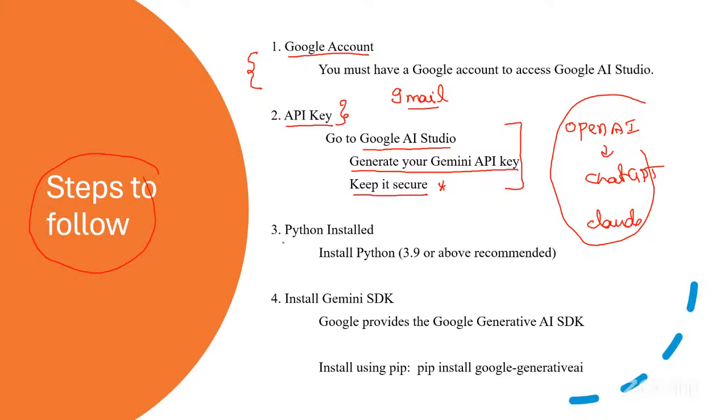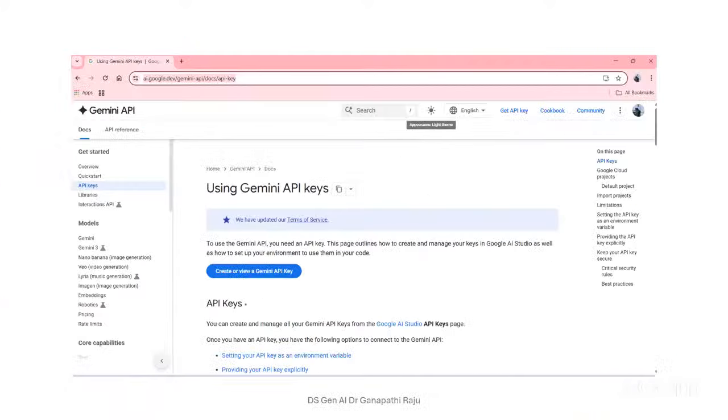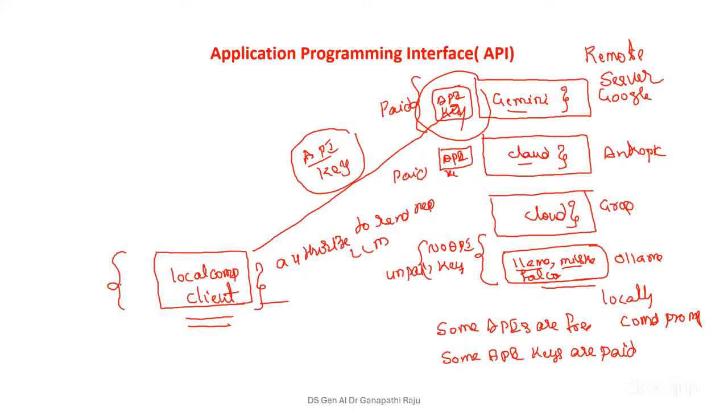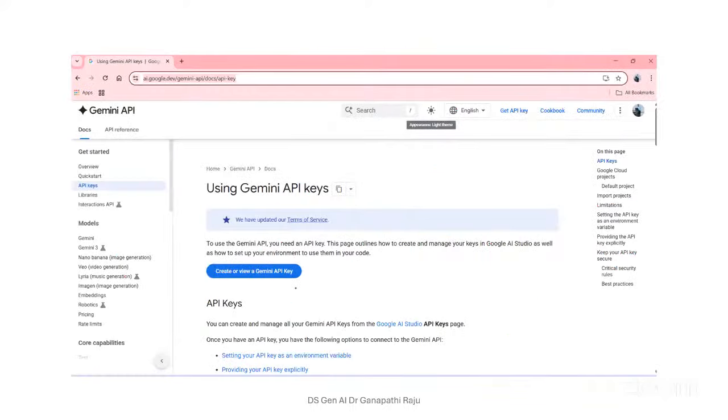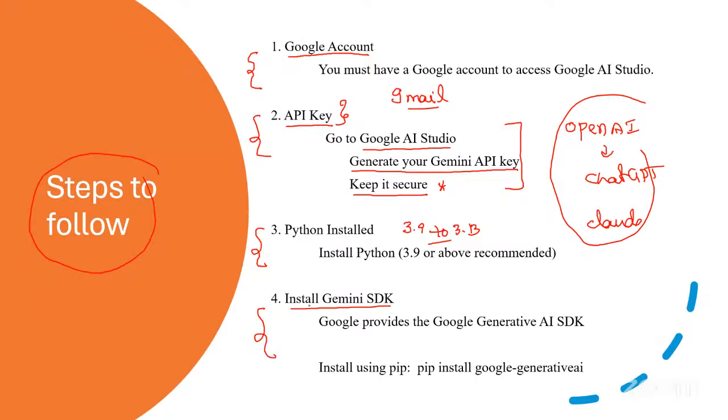Third one is your machine should have Python above 3.9 up to 3.13. Then the fourth one: in this diagram, our client must be a generative AI client, so you must install a software, the Gemini SDK. To install the Gemini SDK, you use pip install google-generativeai. These are the basic requirements to work with programming.